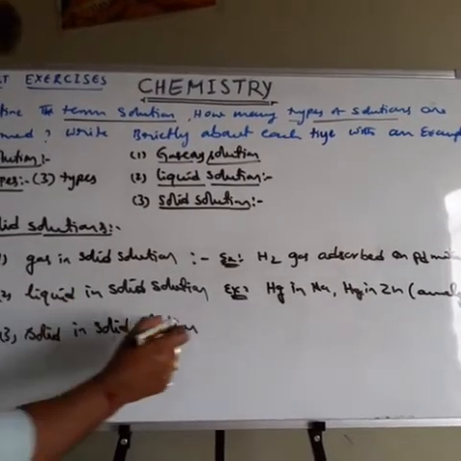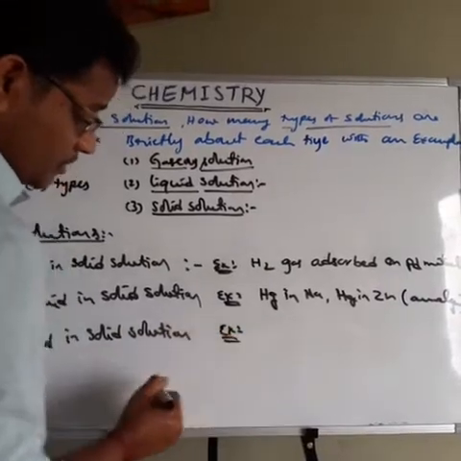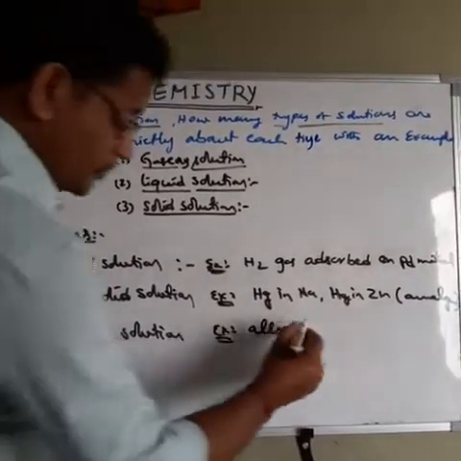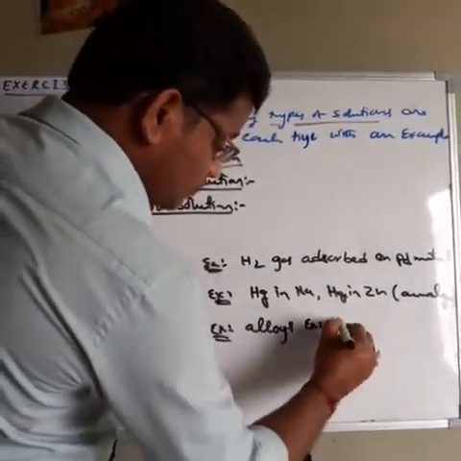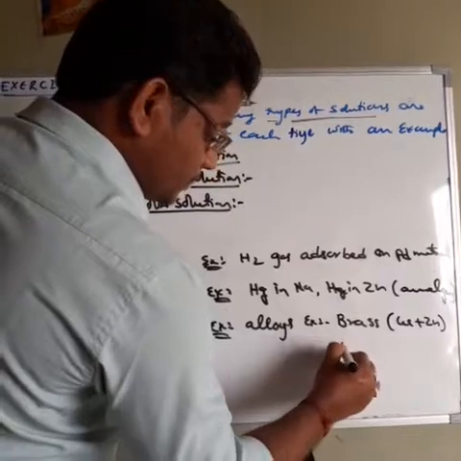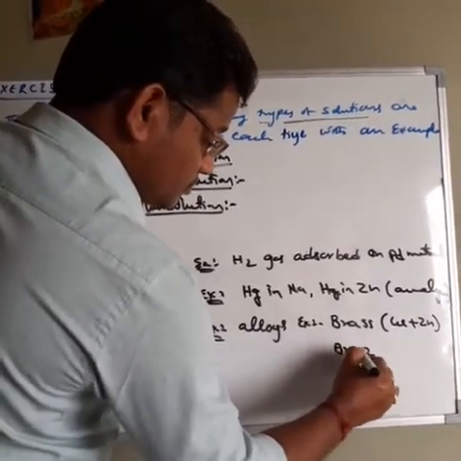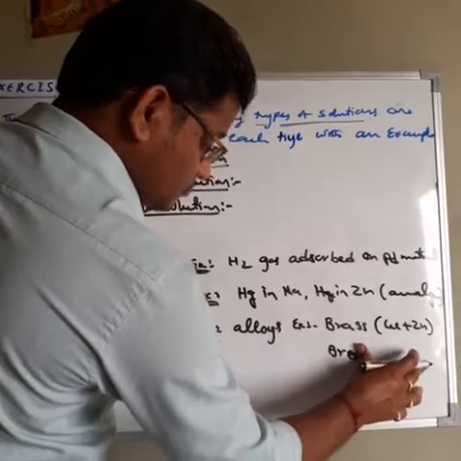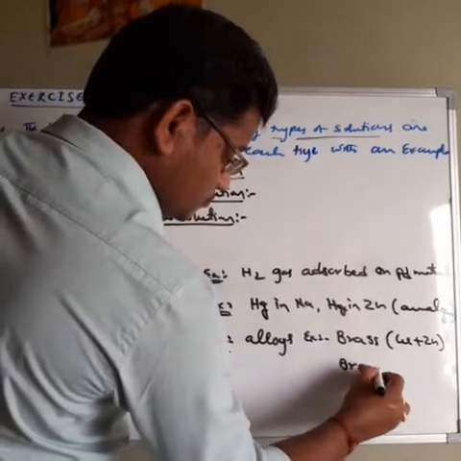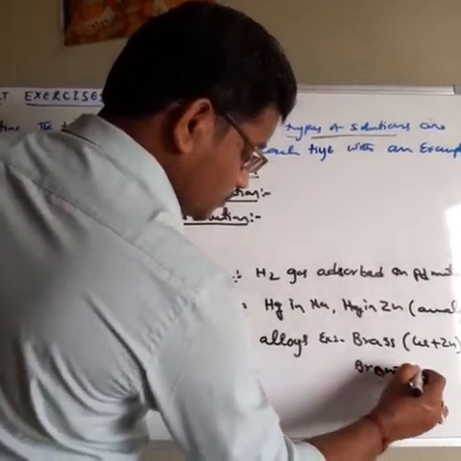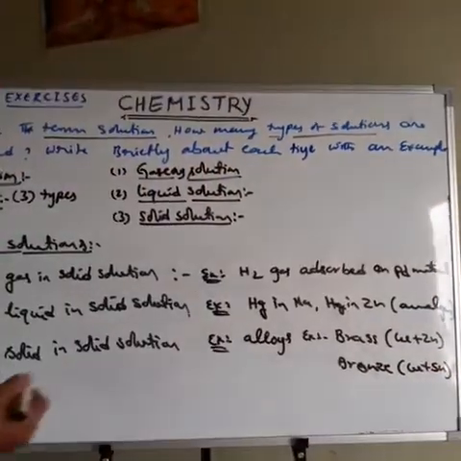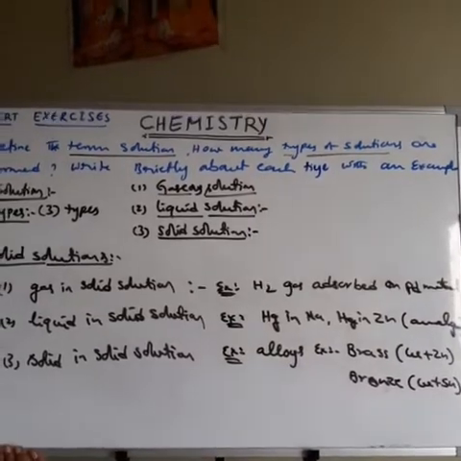Next, solid in solid type solution means mixed metals, that is alloys. Alloys are an example for the solid in solid type. For example, brass. Brass means the mixture of copper plus zinc. Next, bronze: copper plus tin. So these are examples for the solid solution.